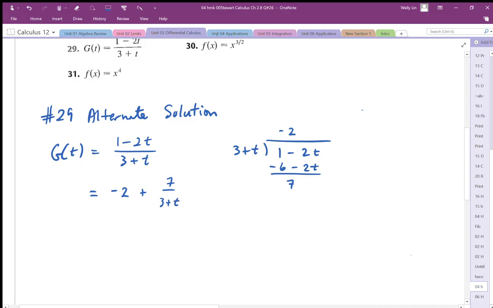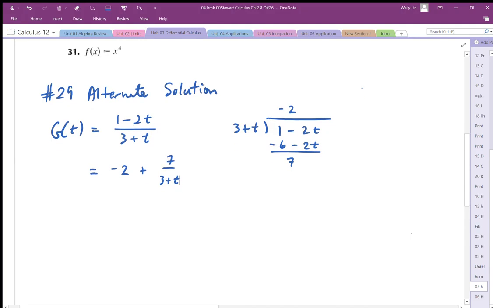And this is a little bit simpler expression to substitute the t plus h into, because here we have two t plus h's. Here we only have one. So this minus 2 is going to cancel out when we do the limit. So when we do the limit, as h approaches 0, it's going to be minus 2 plus 7 over 3 plus t plus h, minus negative 2, so those negative 2's cancel out, plus 7 over 3 plus t. And that's all over h.